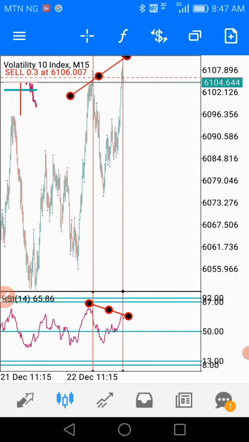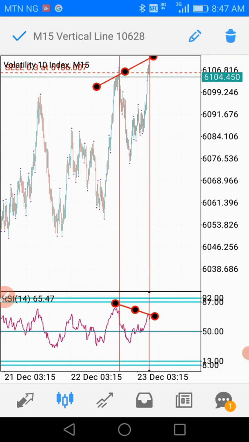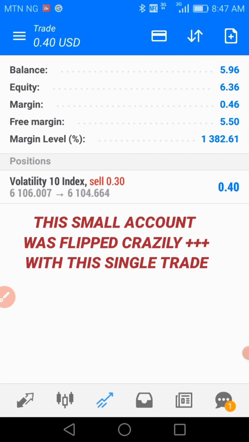Now you see price made a higher high, but then the indicator is making the opposite, a lower high, and that's a very valid regular divergence playing out on M15. I hope you can spot that, guys. So I'd like you to quickly look at it.